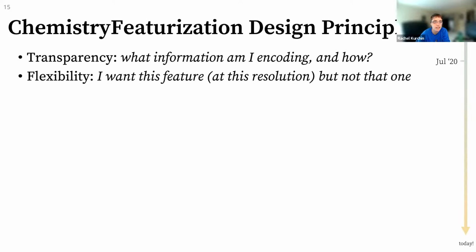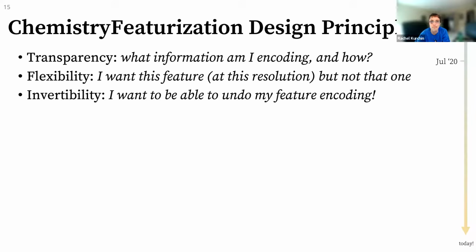Two, flexibility. So this gets at what I was just saying: maybe I want to include this feature, but not that other one. Maybe I want to have more or fewer bins for different features. This is another big one to me that I think is very often overlooked in these systems, which is invertibility. I want to be able to undo my feature encoding to the extent that I can. Obviously these continuous one-hot encodings throw away some information, and the inversion should tell me, okay, with what resolution have you actually encoded this? How much information is your model really getting about the value of this feature?